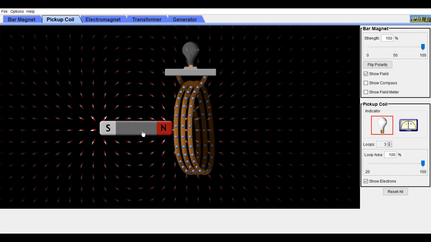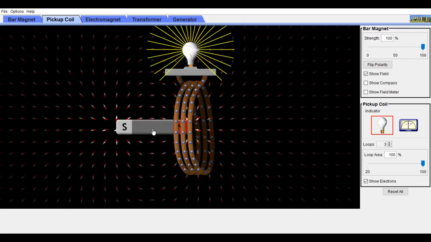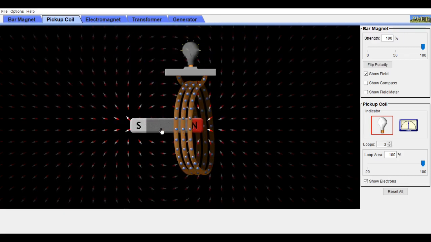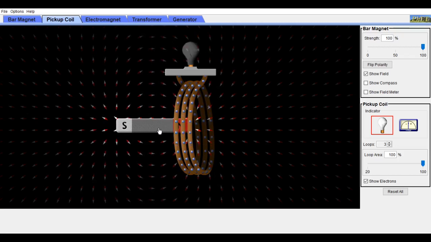Now, what is inversely proportional here is the time. If the change in time is greater, therefore, the voltage that is produced is lesser. So what do you mean by a greater change in time? It tells us that the object is moving slower.